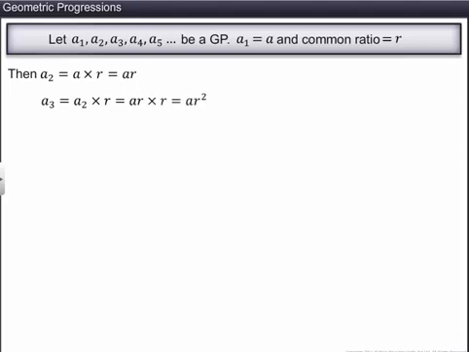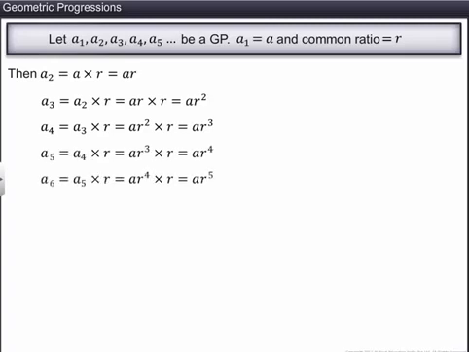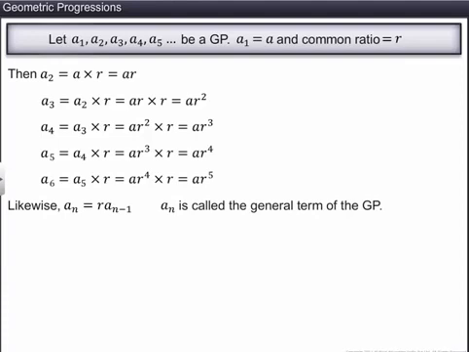Likewise, the nth term can be obtained by multiplying the common ratio r with the n minus 1th term. The nth term is also known as the general term of the GP and is denoted by a subscript n. With the help of the general term or the nth term, we can find any required term in the sequence without actually finding the preceding terms. Thus, we have the general form of GP as shown.